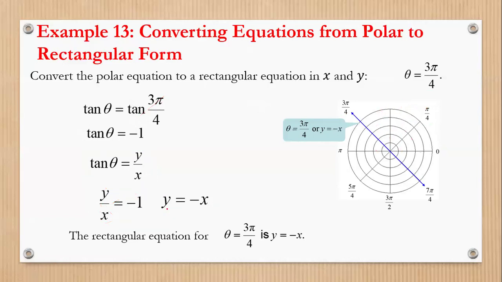And to graph this, y equal negative x, you know that y equal negative x is always a line, and we can graph the line, which you see is passing through 3 pi over 4 as well.